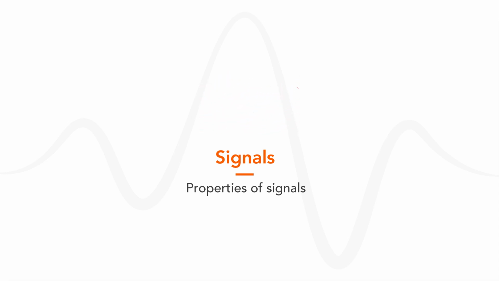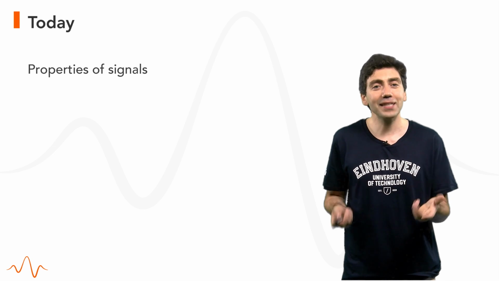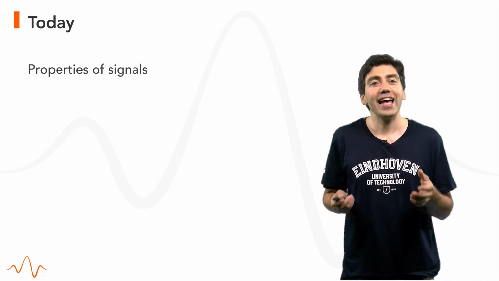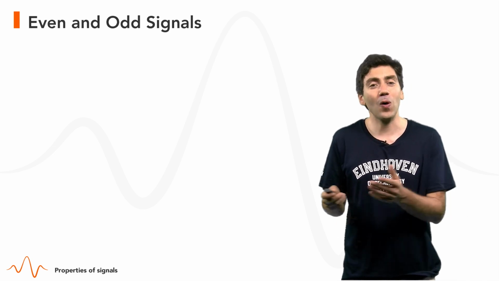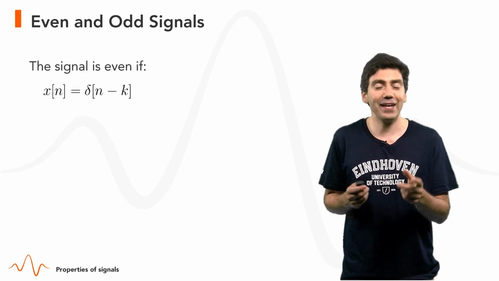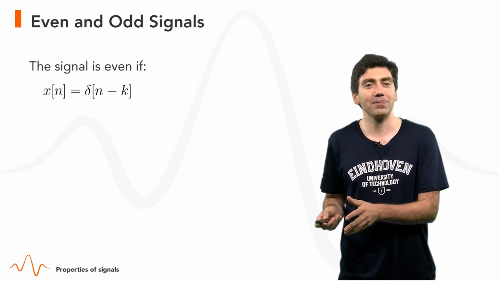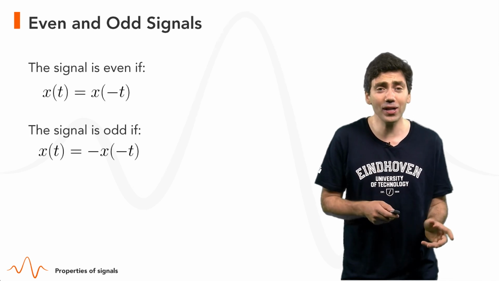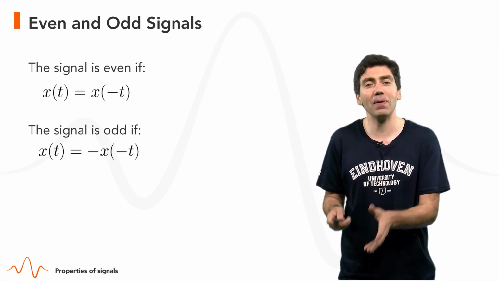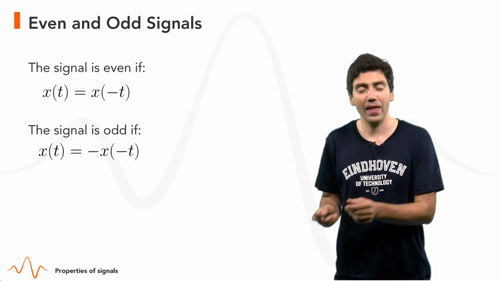Picking up good vibrations. Some properties of signals. A signal can be even or odd. It is even if x of t is equal to x of minus t in continuous time. It is odd if x of t is equal to minus x of minus t.